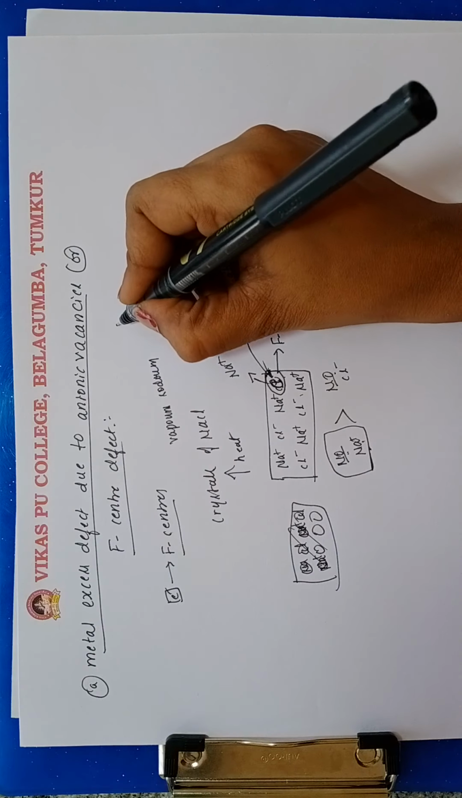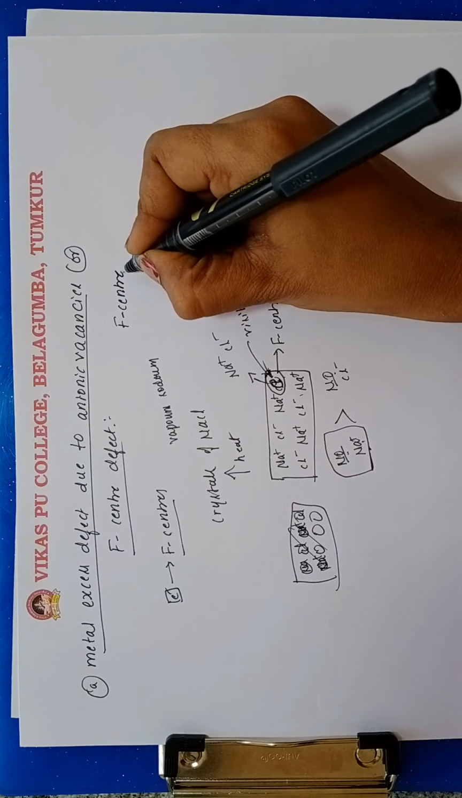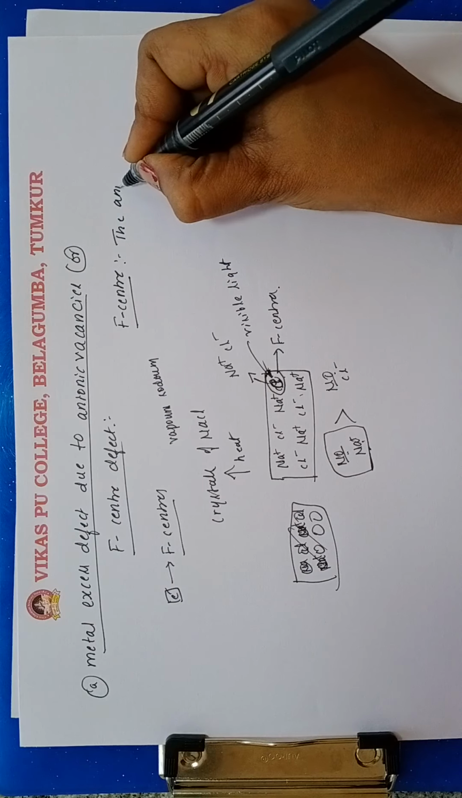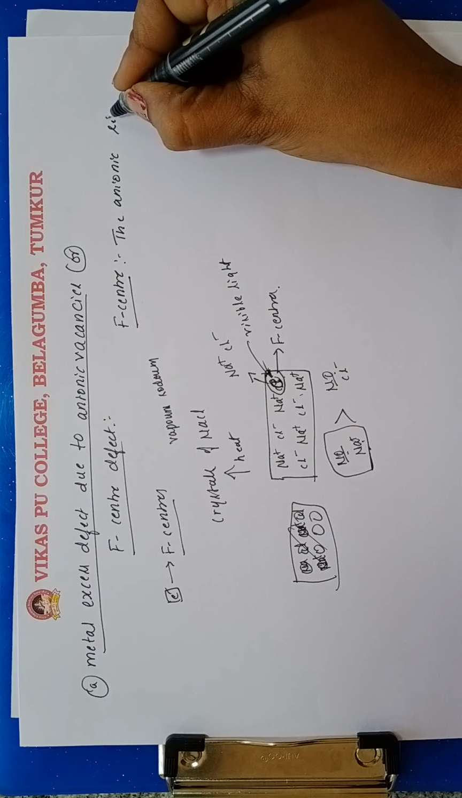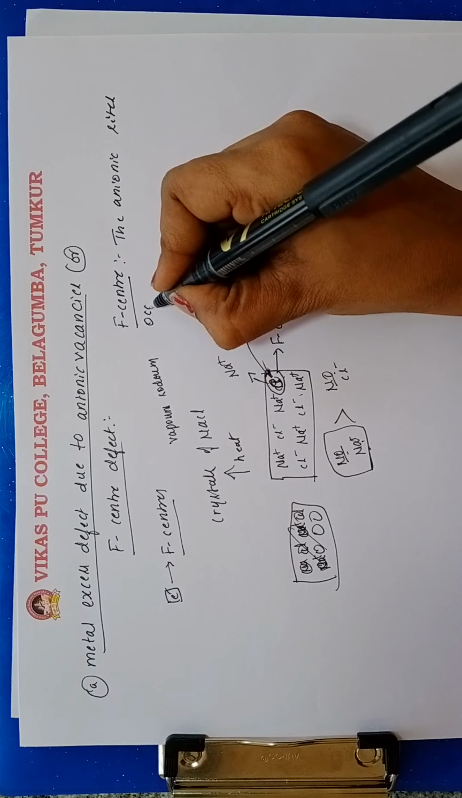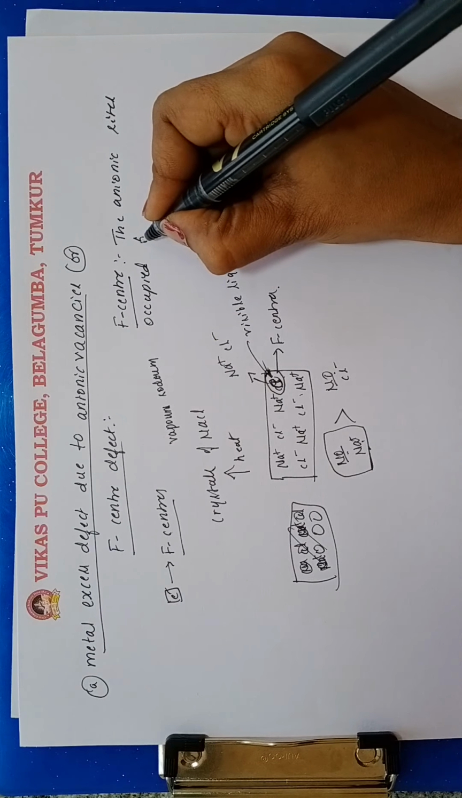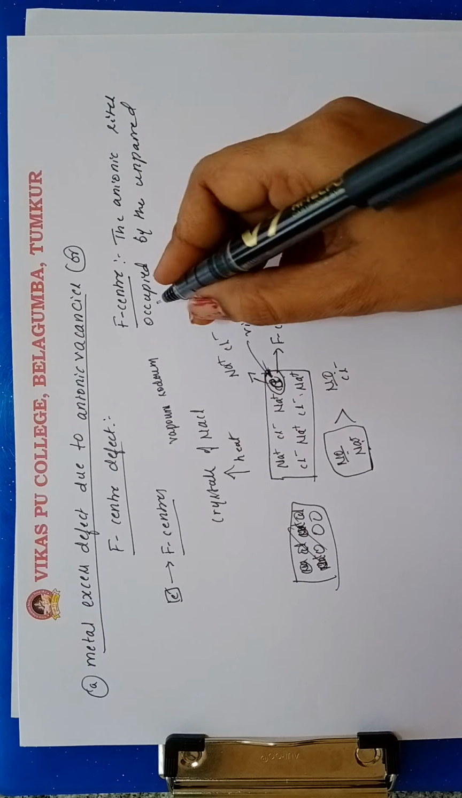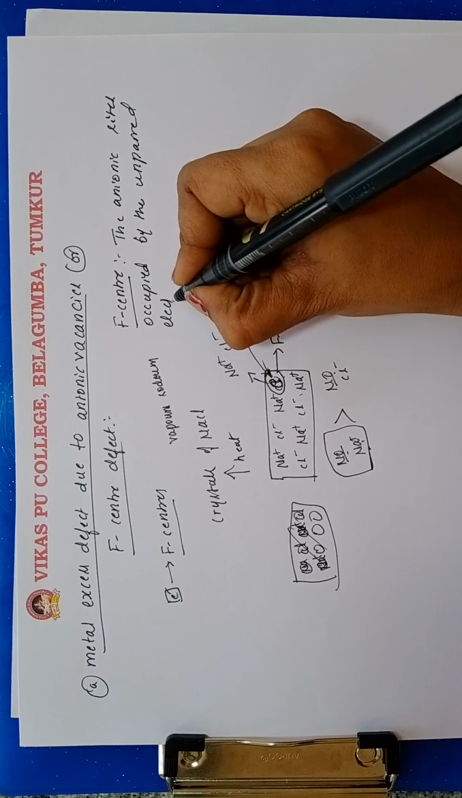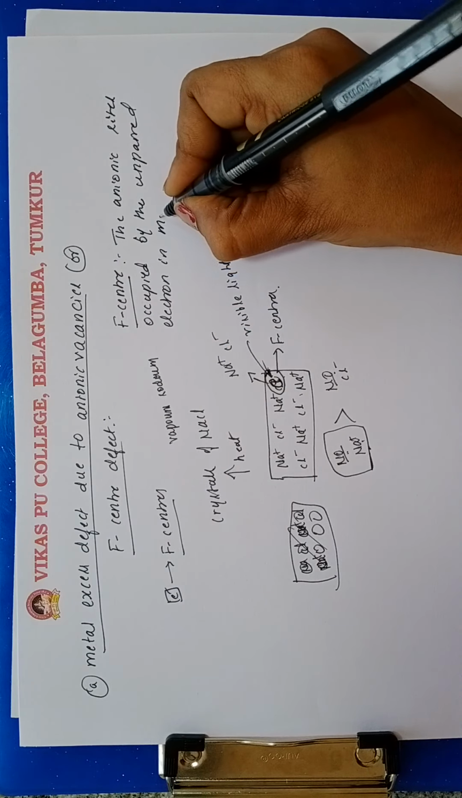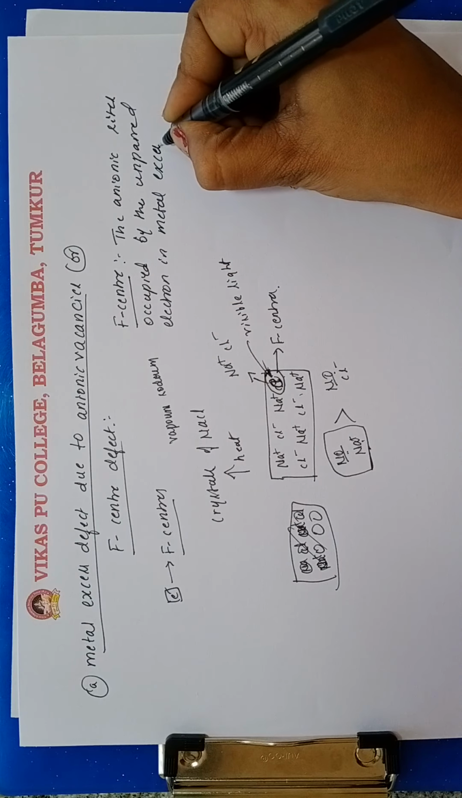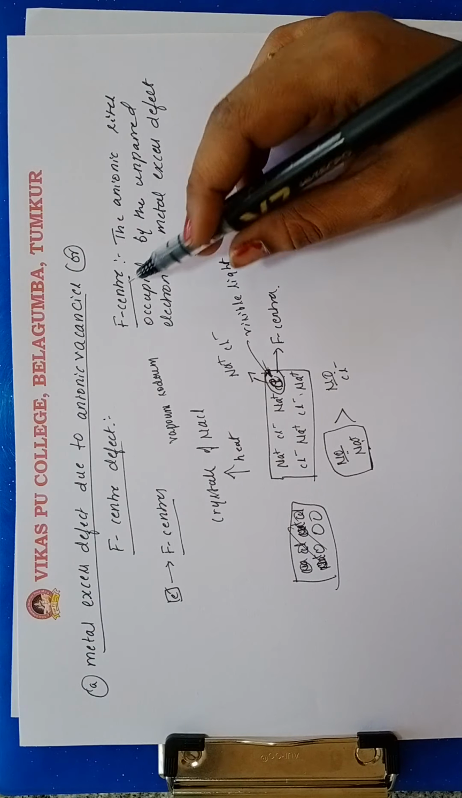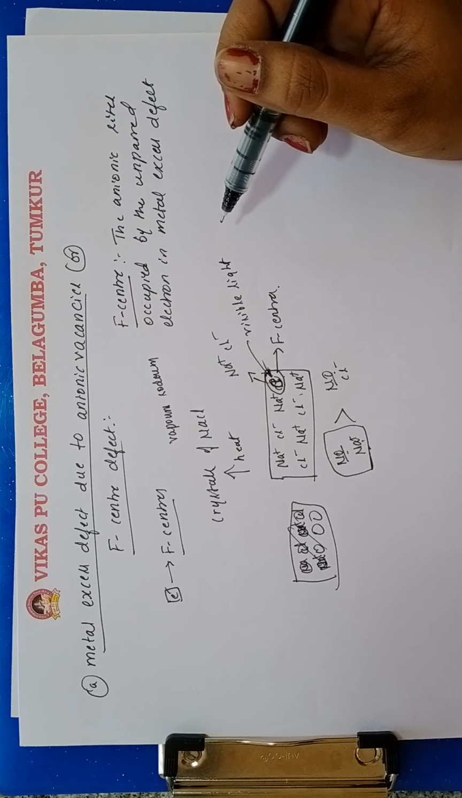Here the F center means the anionic sites occupied by the unpaired electron in the metal excess defect. The metal excess defect is called an F center.